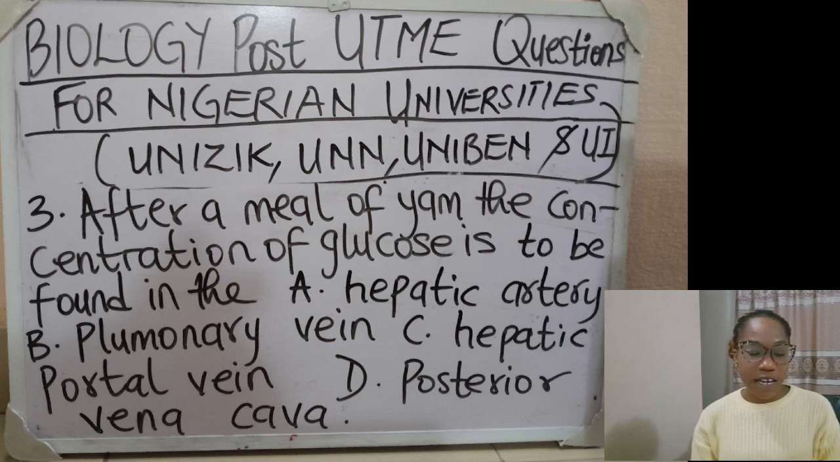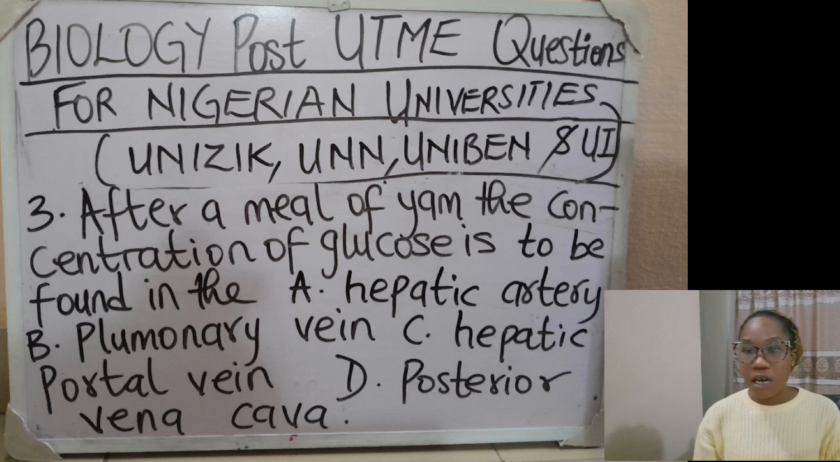It says, after a meal of yam has been digested, the highest concentration of glucose is to be found in the... Now, where do you find the highest concentration of glucose after a meal of yam? You all know that yam is a carbohydrate, right? So where do you have the highest concentration of these carbohydrates broken down to glucose? Where do you have it? Option A says hepatic artery. Option B, pulmonary vein. C, hepatic portal vein. D, posterior vena cava. Now let's look at option A, hepatic artery.